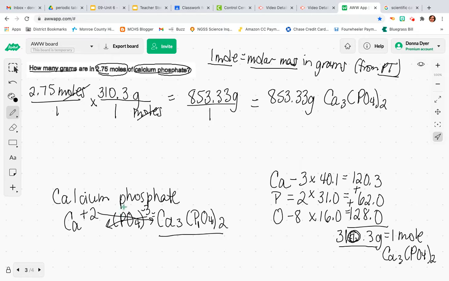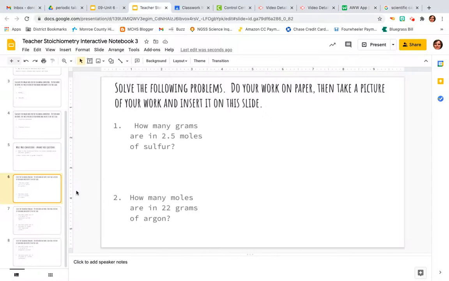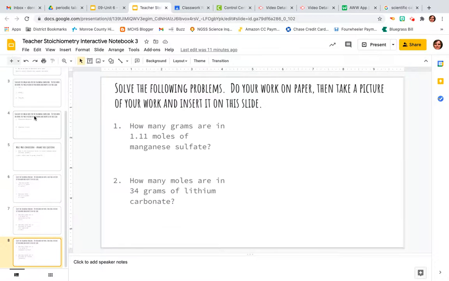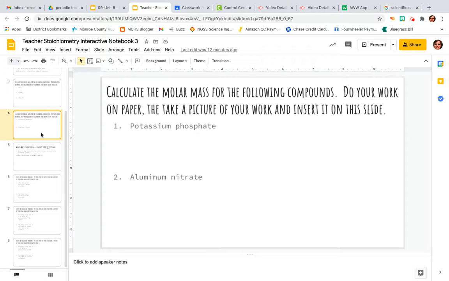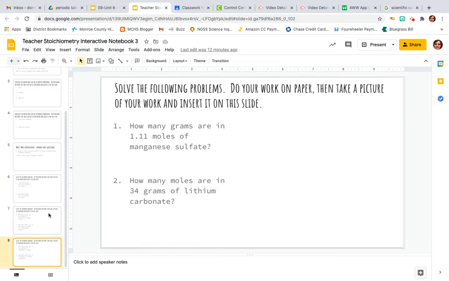Okay, guys, that is it. I've done at least one example of each type of problem that you're going to need to do for me. Again, you have 2 slides, which are 5 problems where you're calculating molar mass, and then you have 3 slides, which is 6 problems where you are doing conversions from moles to grams or grams to moles. Please let me know if you have any questions, and I'll be talking to you soon.